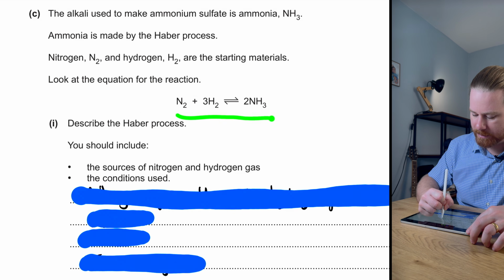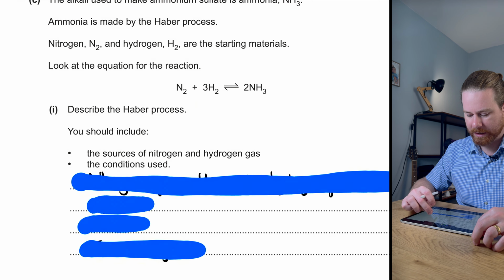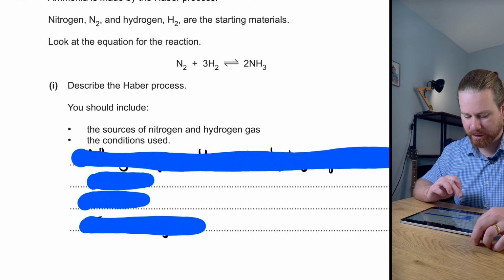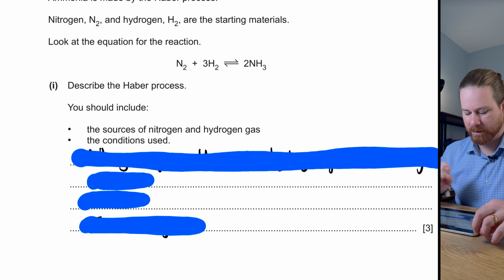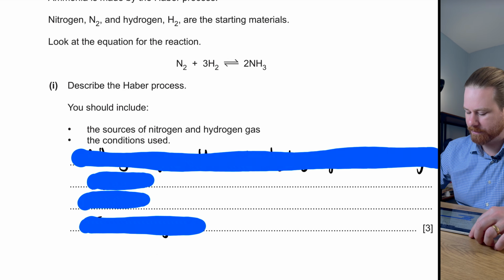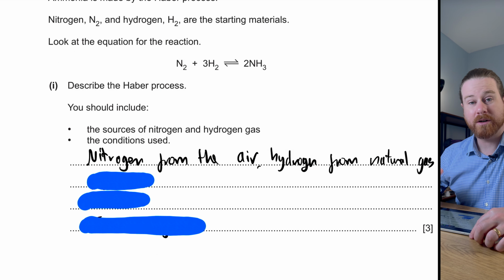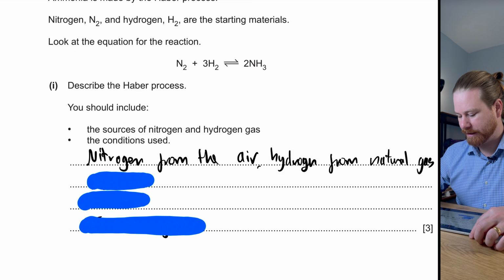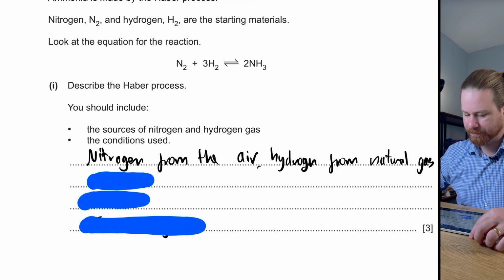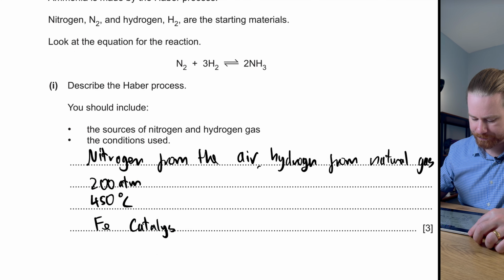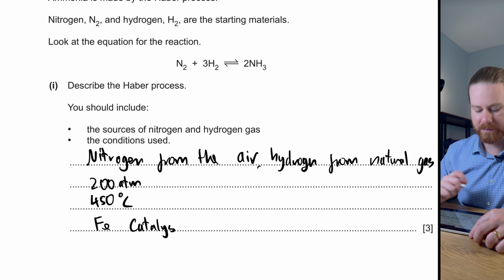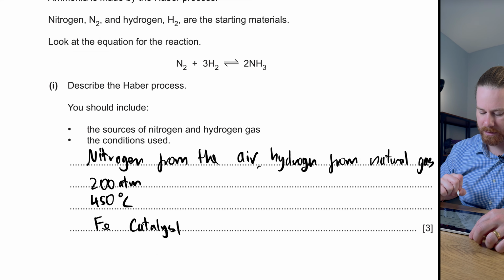And here is that equation. Alright, so describe the Haber process, including the source of nitrogen and hydrogen, and what are the reaction conditions. So nitrogen comes from the air, and hydrogen comes from natural gas. Then our reaction conditions are 200 atmospheres, 450 degrees, and it is an iron catalyst.